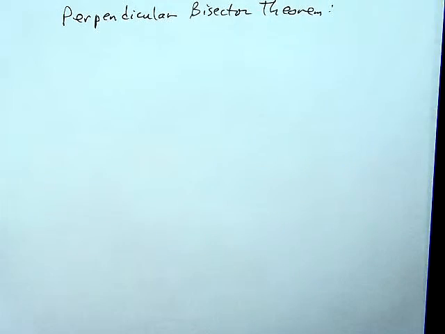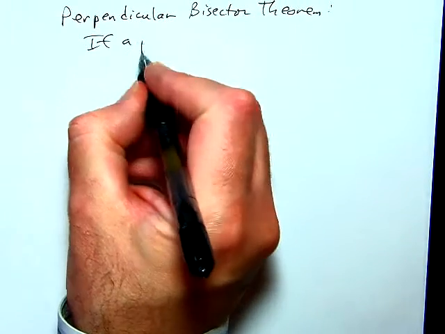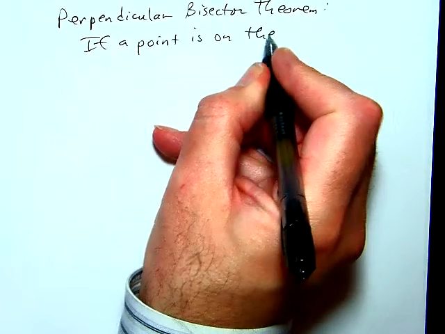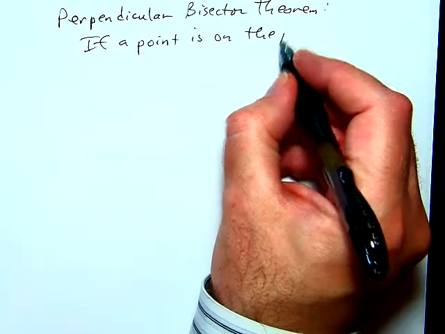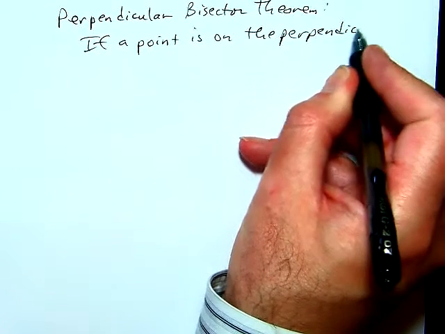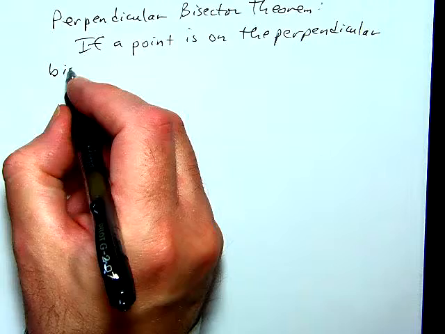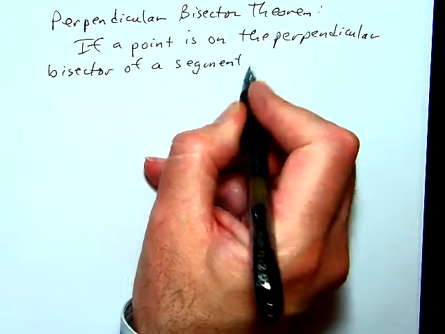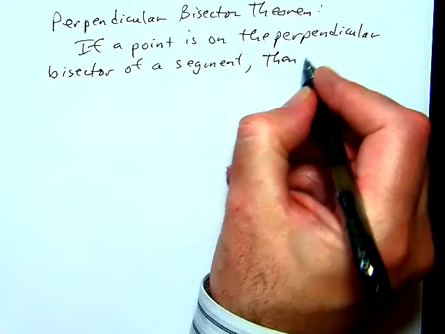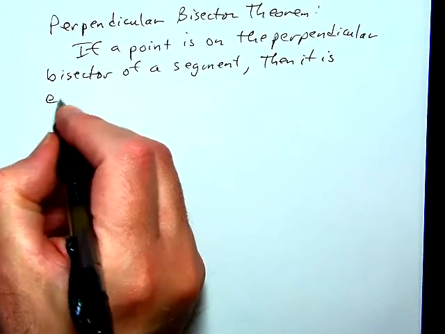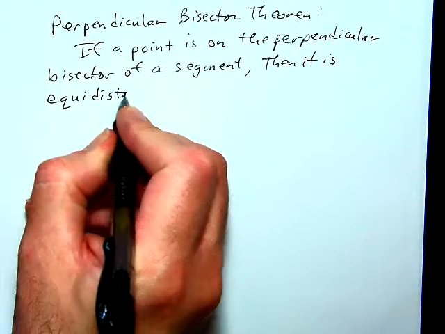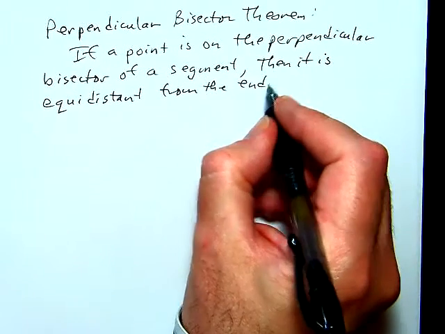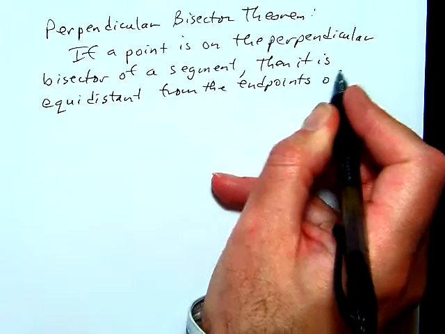And the perpendicular bisector theorem states that if a point is on the perpendicular bisector of a segment, then it is equidistant from the endpoints of the segment.